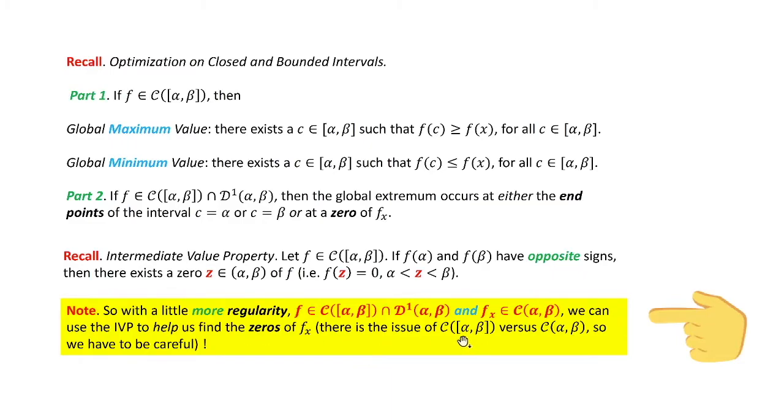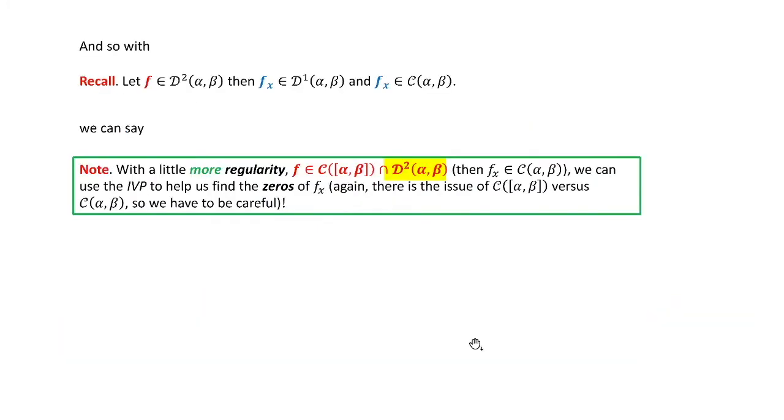I'm kind of fudging the endpoints if you want to look at this carefully. You can get around it, but I am fudging the endpoints a little bit here. So if I say my function is twice differentiable in the interior and continuous on the closed and bounded interval, I can use the intermediate value property to help us find the zeros.